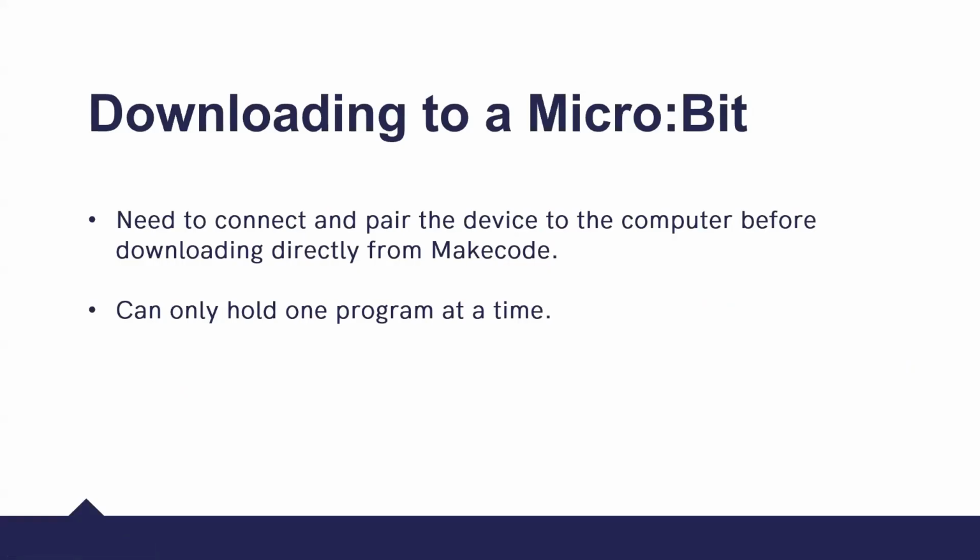So we've now had a look at how to make a program. Once you've got a program, you then need to put it onto your microbit. Now, microbits need to be paired to the computer before you can download directly from MakeCode. If you don't pair them, if you just press the download button, it's just going to go onto your computer. So I'm going to take you through quickly how to connect a microbit to your computer.